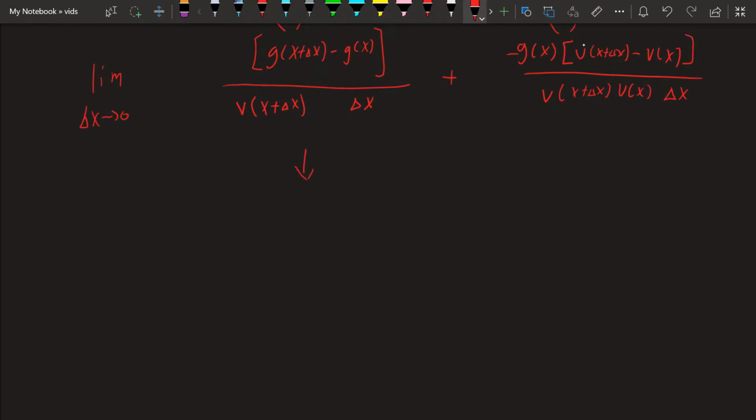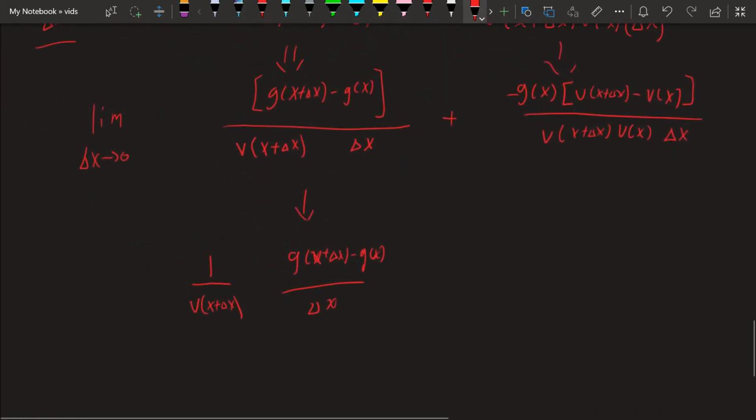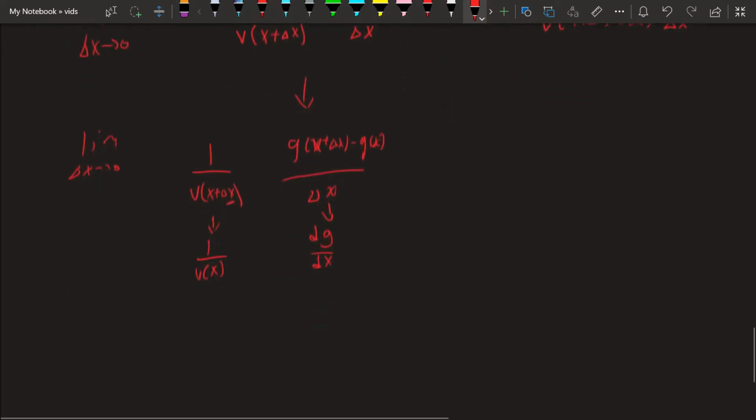Now here, let's apply the limit. So we're going to have this. I'm going to split this, and we're going to get g of x plus delta x minus g of x over delta x, right? I just split fractions. So as the limit of delta x goes to 0, here delta x becomes 0, so we're going to get 1 over v of x, right? And by definition, when delta x goes to 0, this is just the derivative of g with respect to x, right?